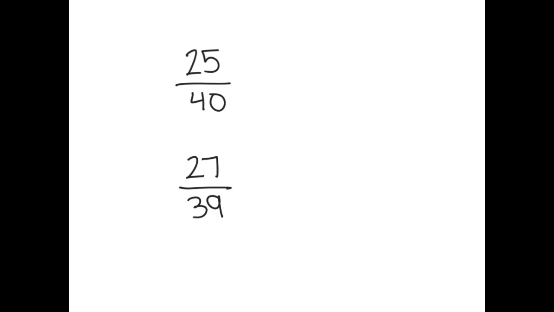To reduce 25/40, to write it in simplest terms, I see that these numbers end in a 5 and a 0. I know that if they end in a 5 or a 0, they are divisible by 5. So I am going to divide each of these by 5. 25 divided by 5 is 5. 40 divided by 5 is 8. The only common factor between 5 and 8 is 1, so I know my fraction is in lowest terms.